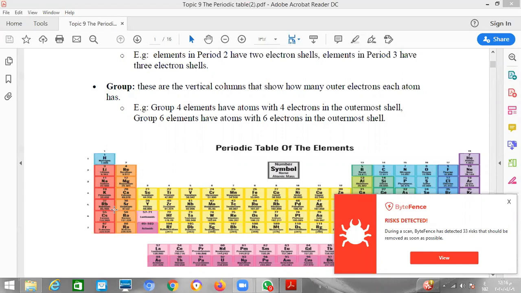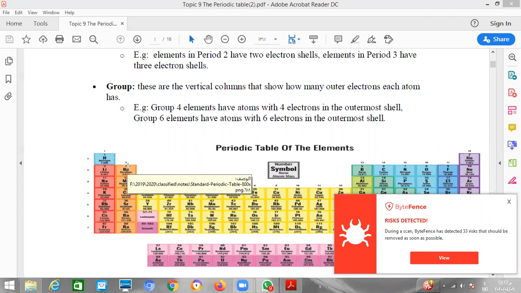Calcium is 20. Can you give me the electronic configuration of calcium? It will be 2, 8, 8, 2. So how many electrons are in the outermost shell? Two. What does it mean? The group number is 2.